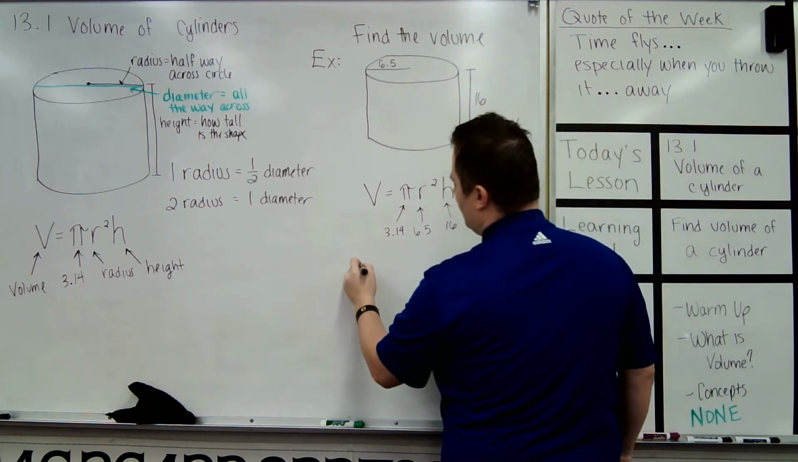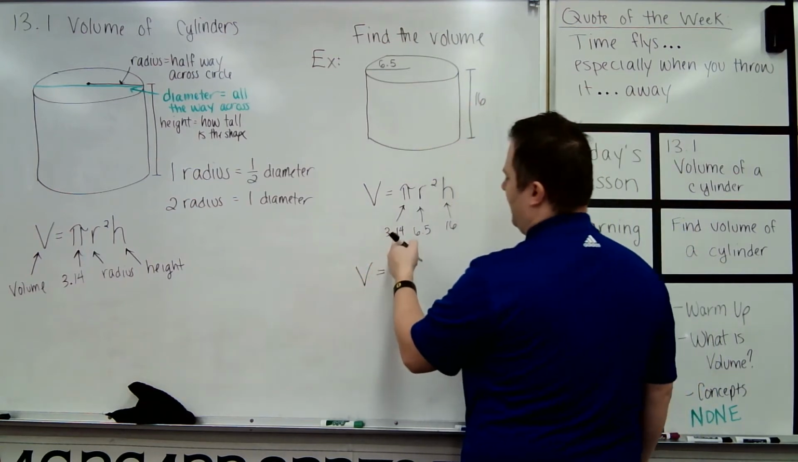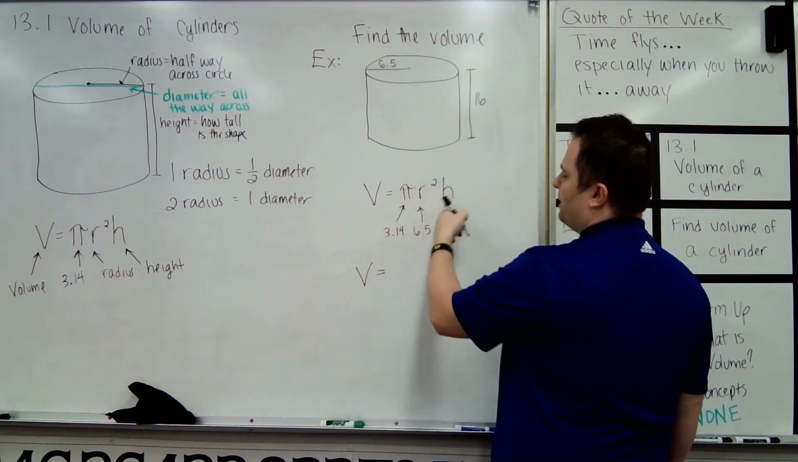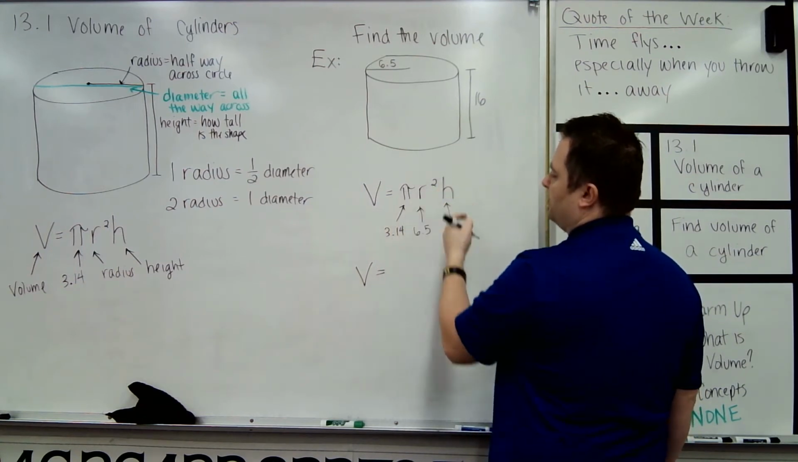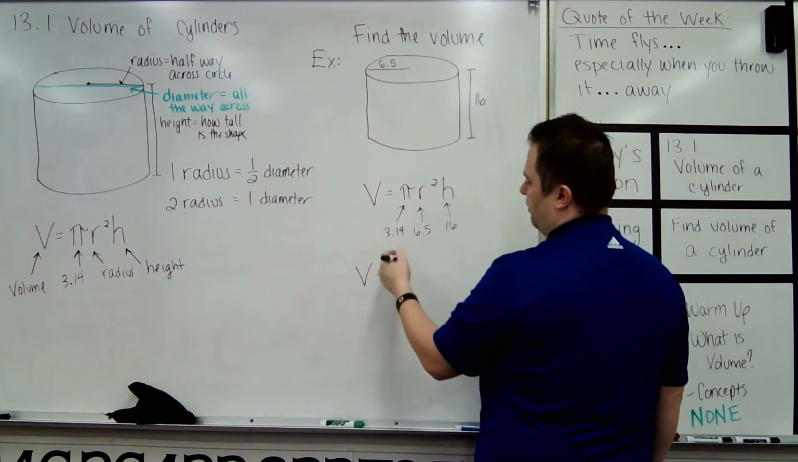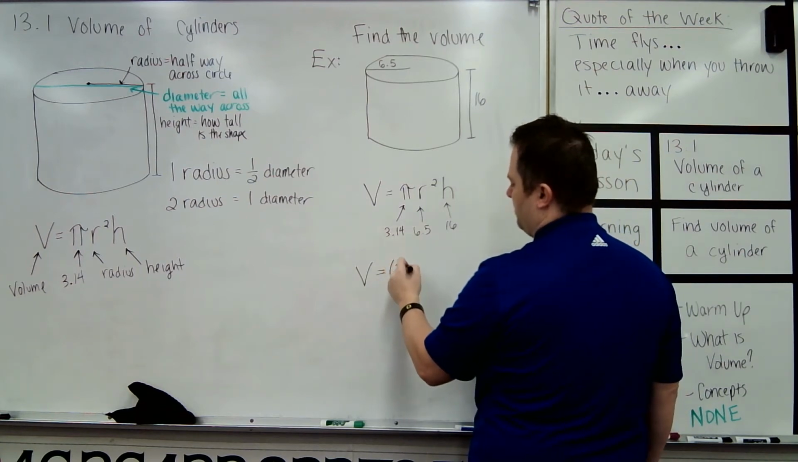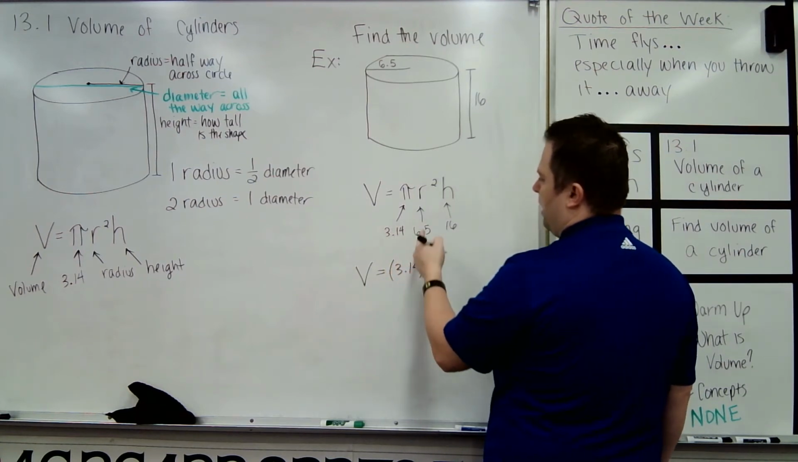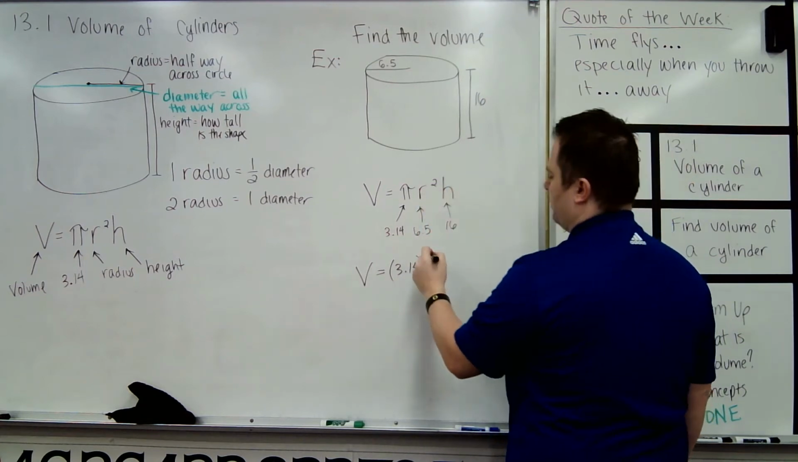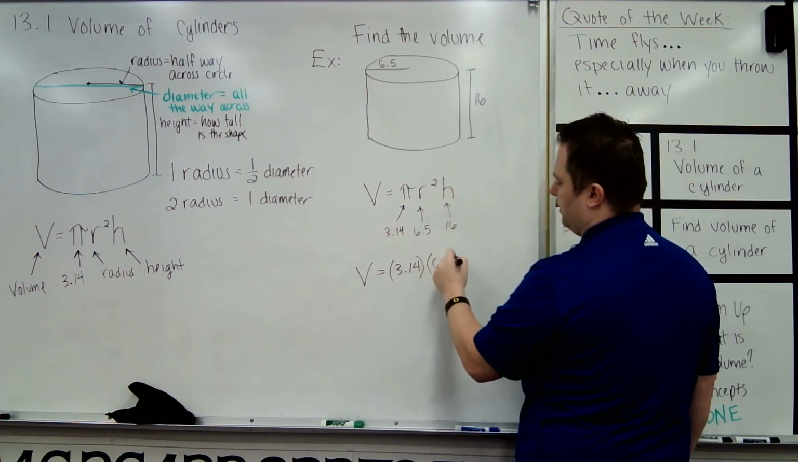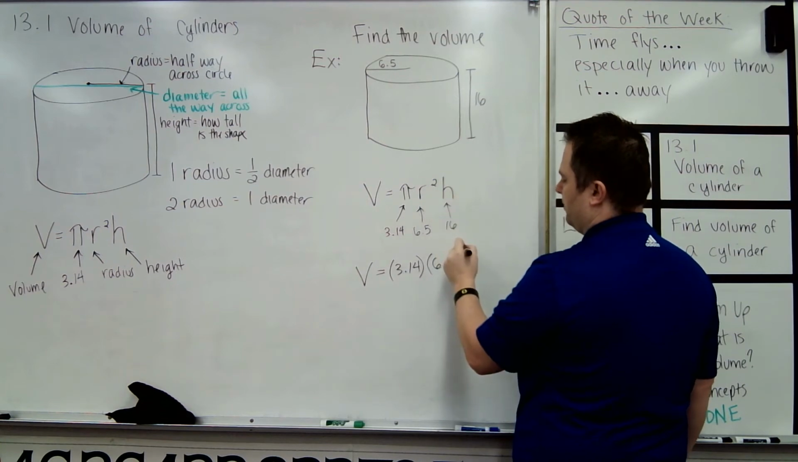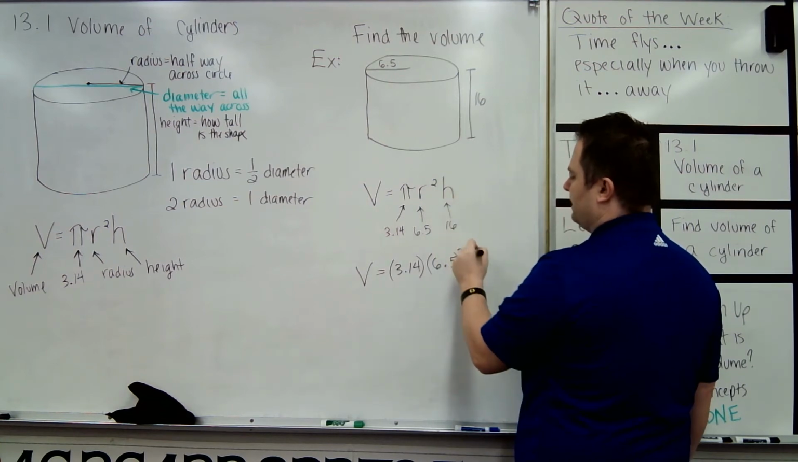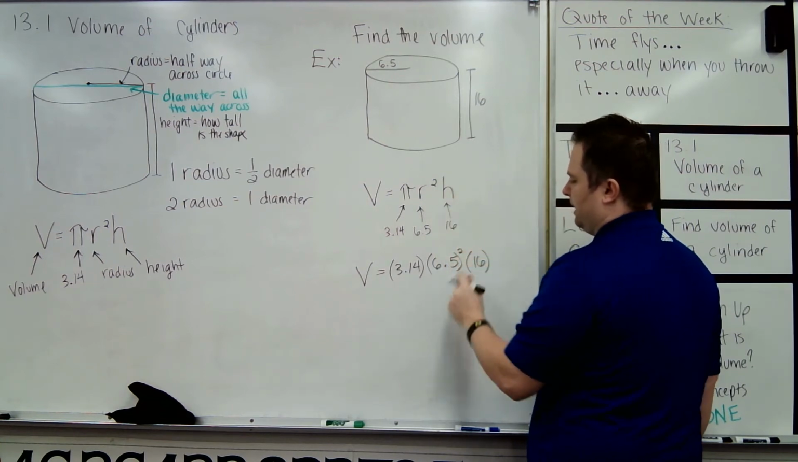So this volume can be calculated as, I'm just going to rewrite this equation, but with the known numbers in. So instead of pi, I'm going to write 3.14. So I'm going to say 3.14. And then it's times the radius squared. Now the radius was 6.5. And I'm going to square it. And then the height is 16. So I'm going to multiply that by 16.